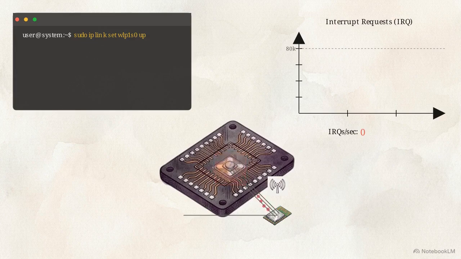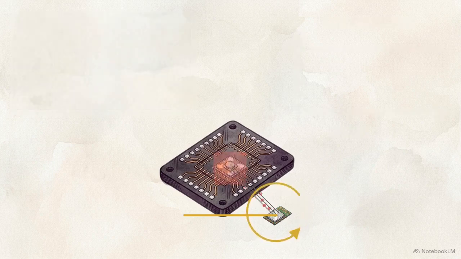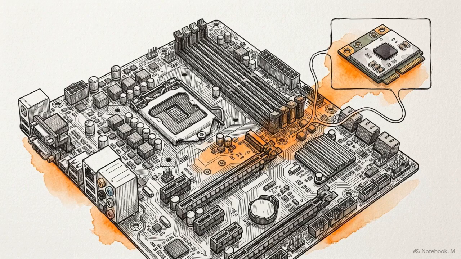As the card attempts to scan for a signal, the electrical loop triggers. Interrupt requests immediately spike to over 80,000 per second. Deactivating the interface does not resolve the issue. The physical hardware continues to receive power, and the error loop persists as long as the driver is active in the kernel.